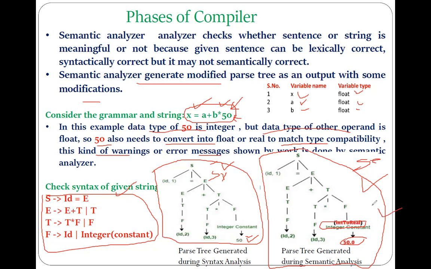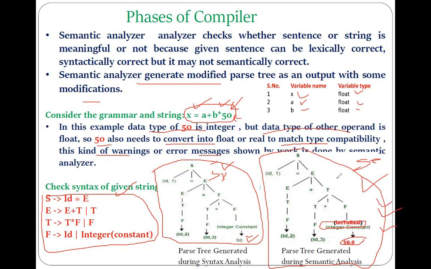This parse tree can also be referred to as a modified parse tree, or an annotated parse tree. Now here you just have to call it a modified parse tree. Why modified? Because this 50 has to be converted to 50.0, meaning integer has to be converted to real. That is the reason this tree is called a modified parse tree.